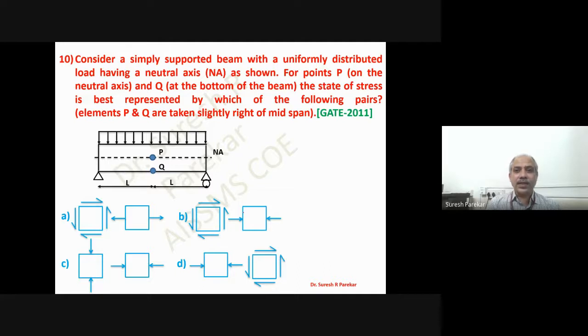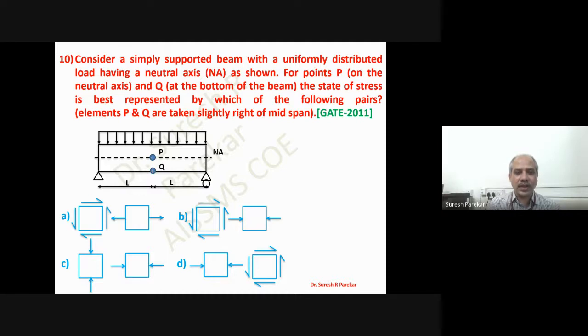Now consider a simply supported beam, and we are interested in finding the stresses at P and Q. Now, as point P is at the neutral axis, we have bending stress 0, and therefore we are going to get only shear stress in this one. So this will be pure shear stress. So we have the first option, pure shear stress.